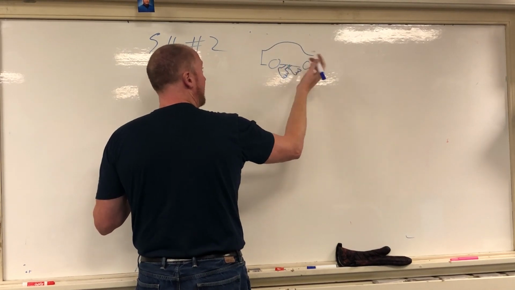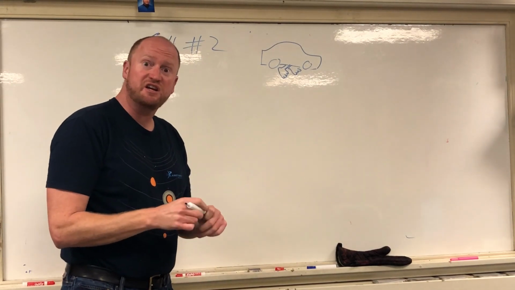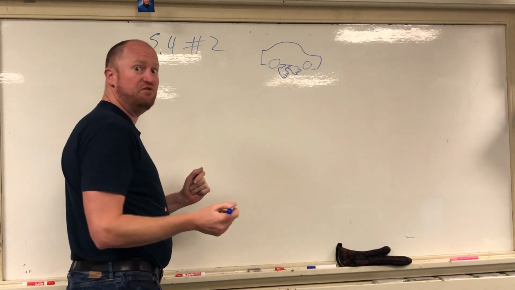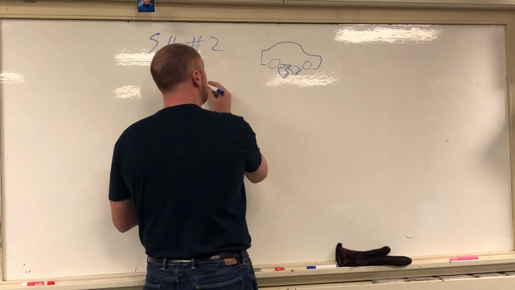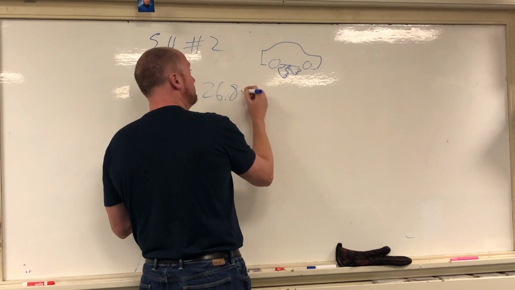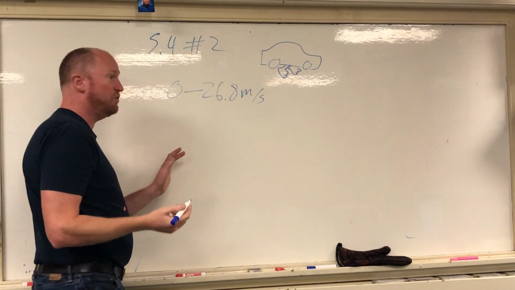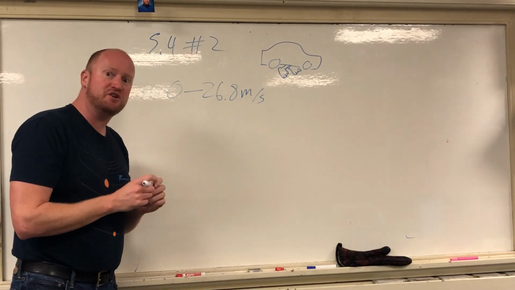So, Flintstone style, how fast, or rather how long, is it going to take you to go from 0 to 60? Now, 60, which is your max velocity, is 26.8 meters per second. So we're going from 0 to 26.8 meters per second. That's what we're trying to figure out. We're trying to figure out how fast you're going to accelerate there.